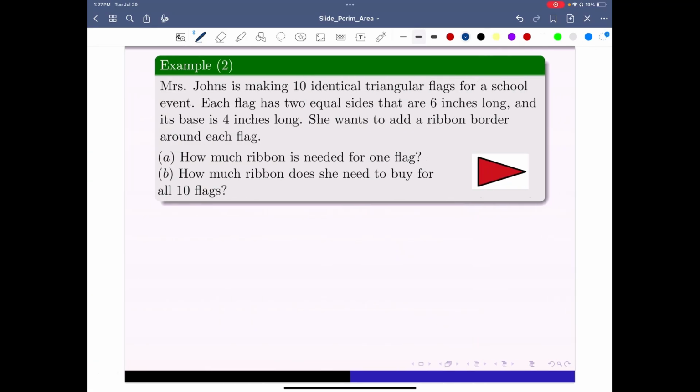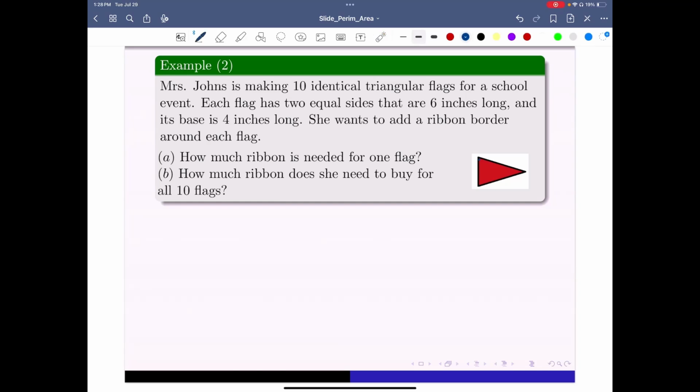Example 2. Ms. Jones is making 10 identical triangular flags for a school event. Each flag has 2 equal sides that are 6 inches long, and its base is 4 inches. She wants to add a ribbon border around each flag. How much ribbon is needed for one flag, and how much ribbon does she need to buy for the 10 flags?